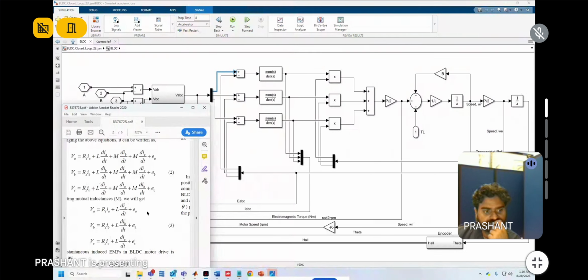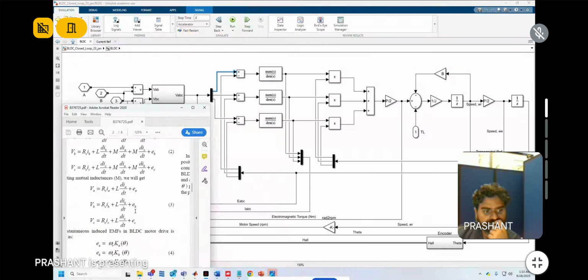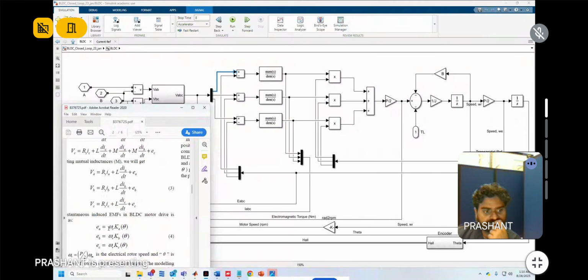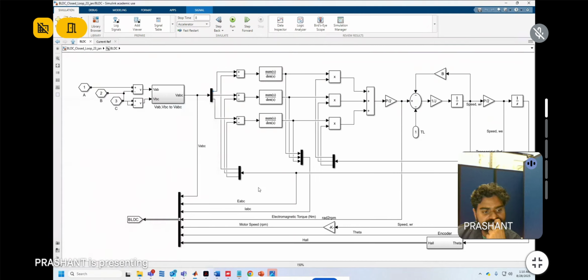So BA minus EA. How am I getting EA? I am getting EA from the speed omega r and with some stator phase back EMF constant Ka theta. So for now, just assume that from somewhere I am getting EA. So this is EABC. From somewhere I am getting EABC.